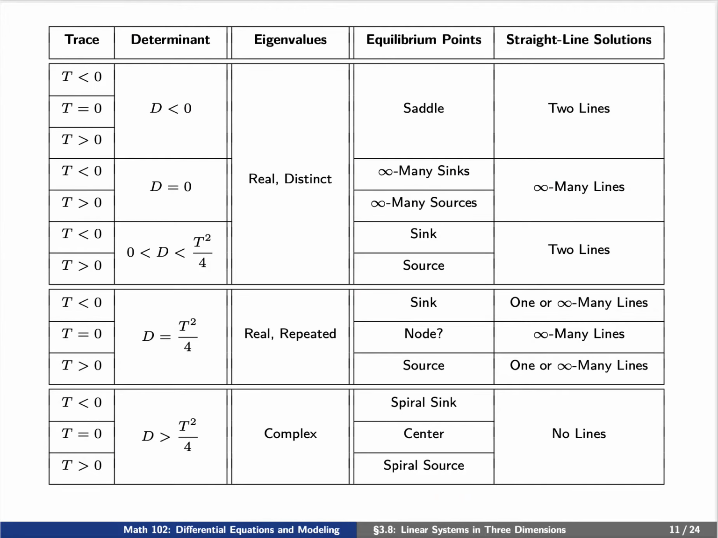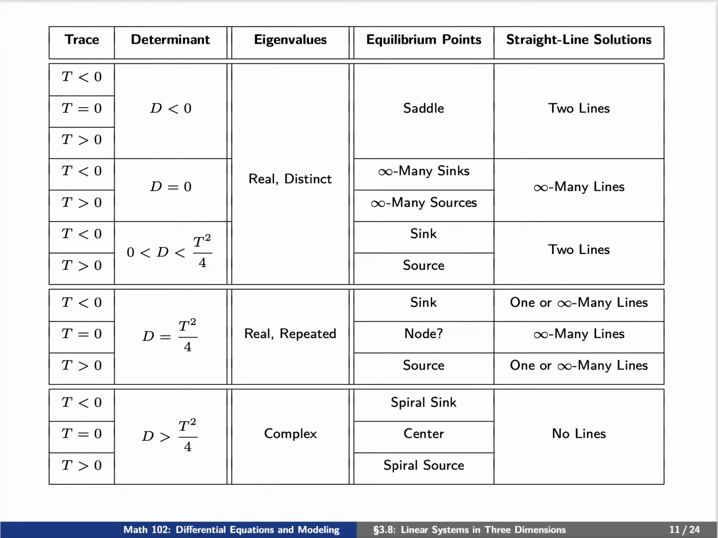Here's yet another way we can view this proposition. In the first two columns, we take a look at the different cases for the trace. The trace is either negative, 0, or positive, or we can take a look at the determinant. The determinant will either be below T squared over 4, equal to T squared over 4, or greater than T squared over 4. As we just mentioned, these cases will correspond to either real distinct eigenvalues, real repeated eigenvalues, or complex eigenvalues.